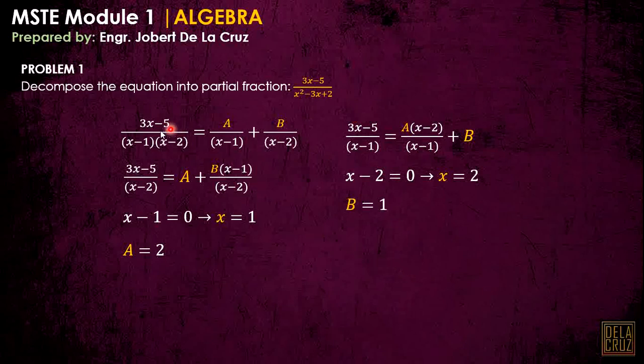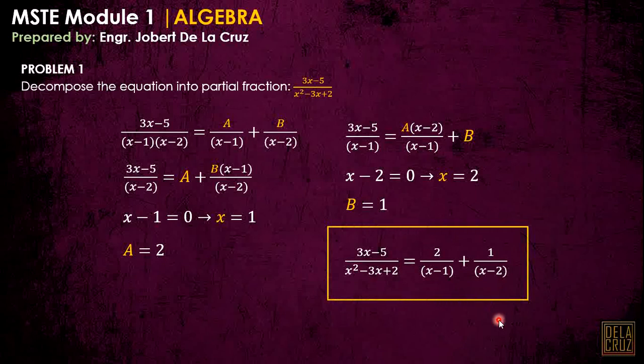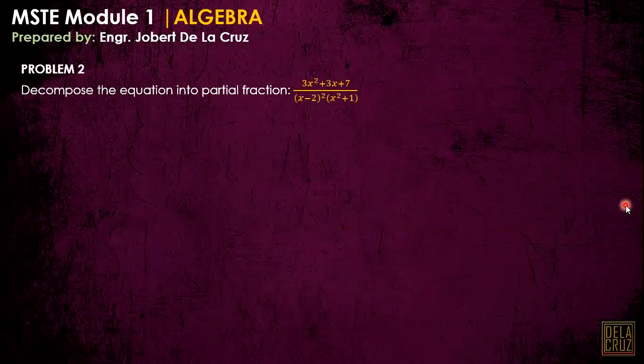Okay, therefore, the partial fraction of this equation, that will be like that. Okay, a is 2, b is 1. And that is the answer. Okay, madali lang, no? How about this another, if hindi ka komportable sa solution na to, may ibang solutions pa dito ipapakita natin. Okay? Another example and another type of problem.